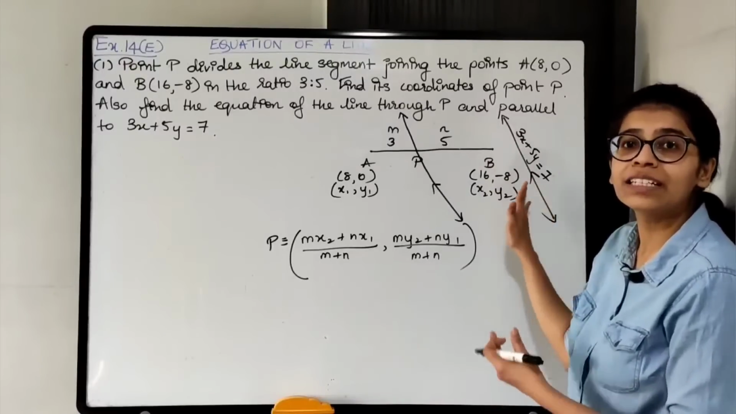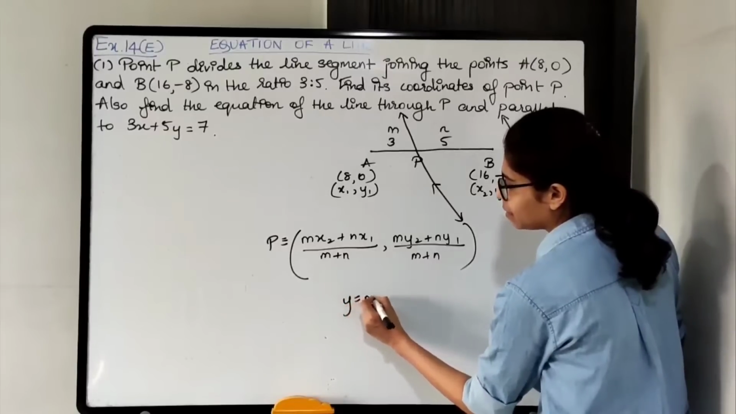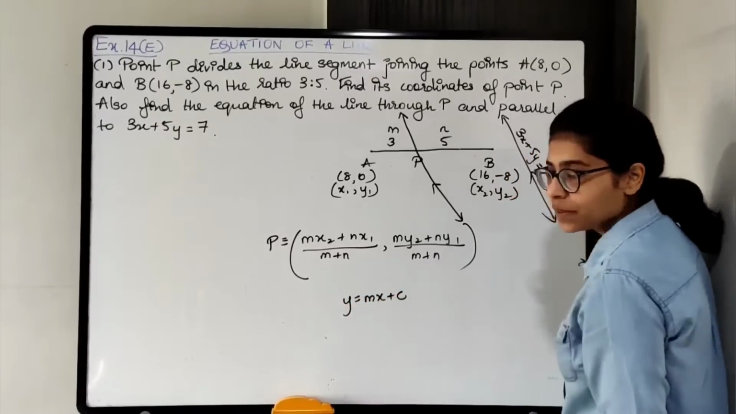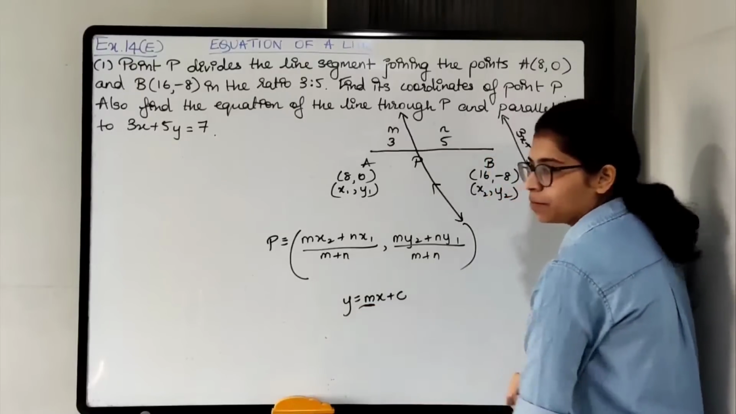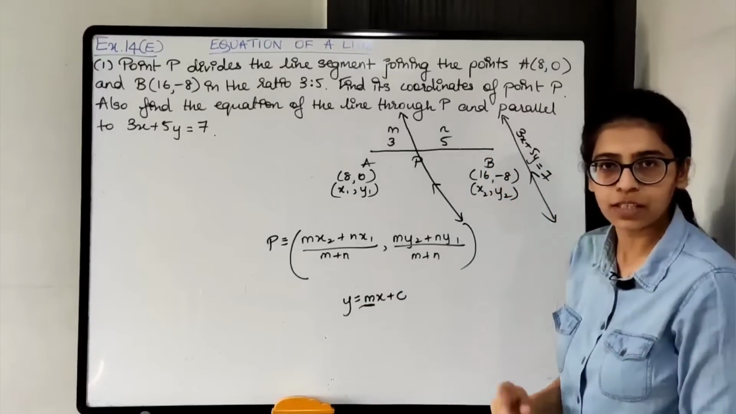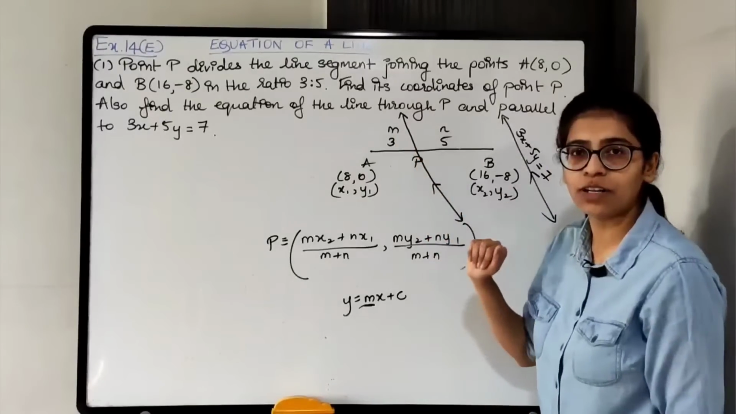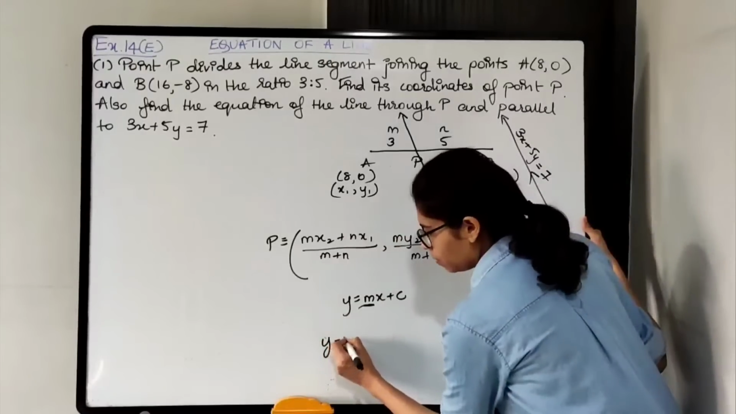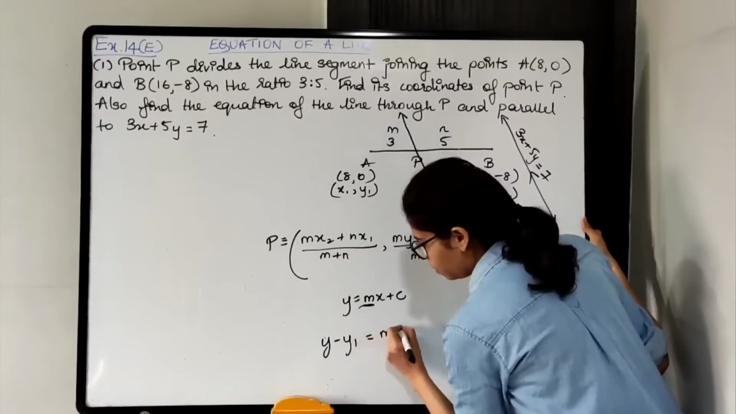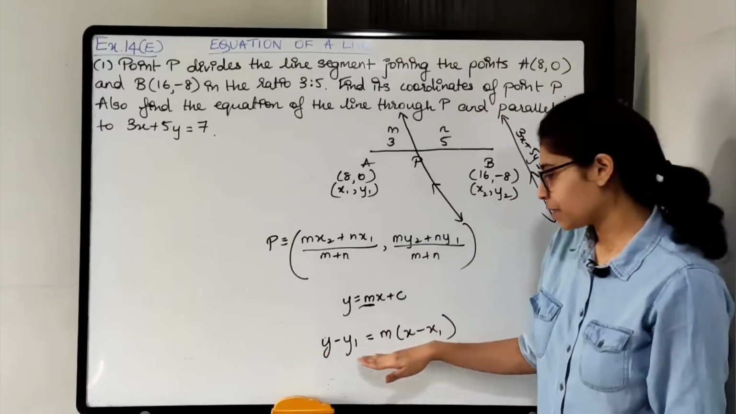I just have to bring it in standard form. Y equals to mx plus c के form में लेकर आना है. Okay. Once I bring this equation in the standard form, I'll easily get m, that is slope. है ना? Slope मिल जाएगा. So I'll get slope for this line. I know P का coordinates using point slope form. Y minus y1 is equal to m into x minus x1. I'll easily get the equation.